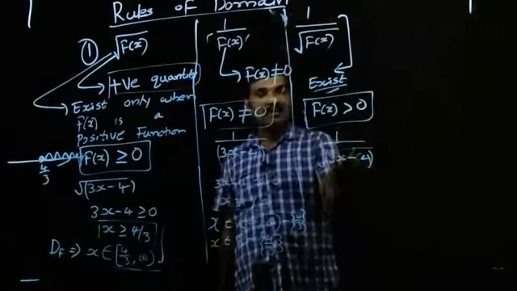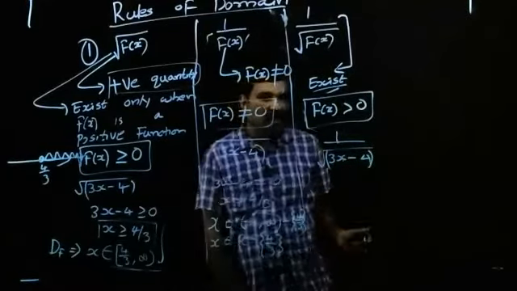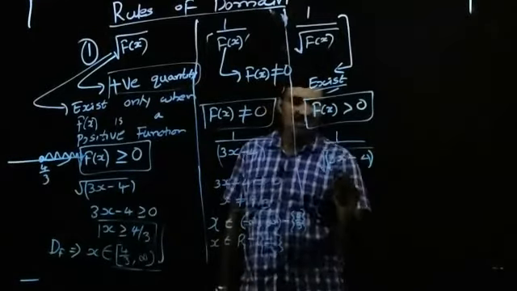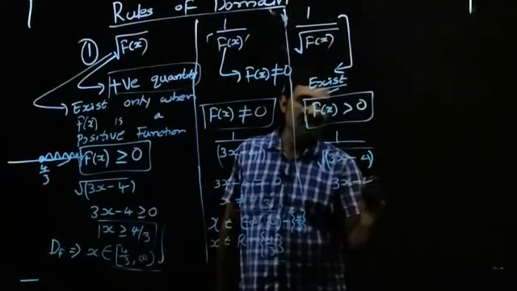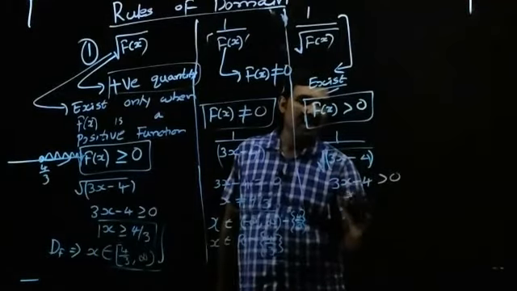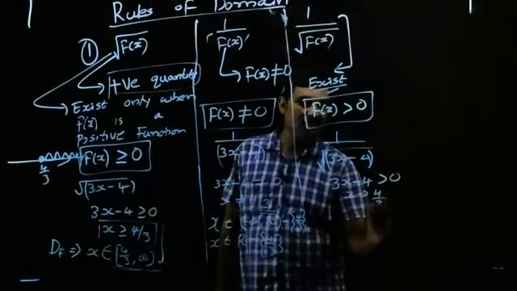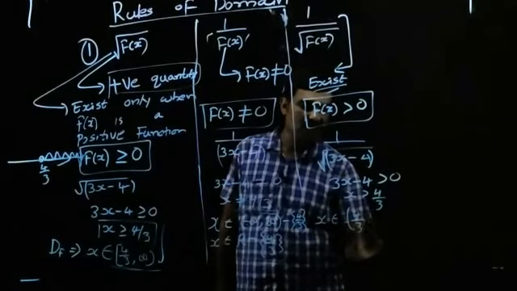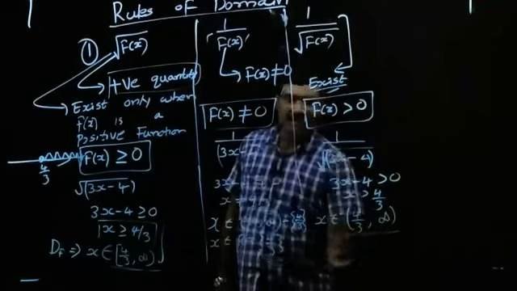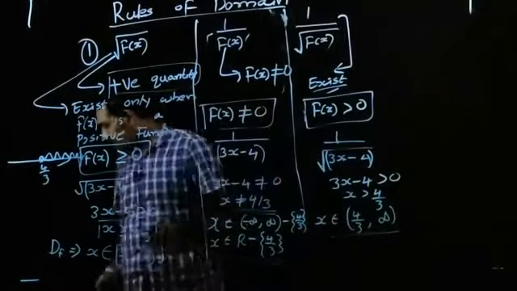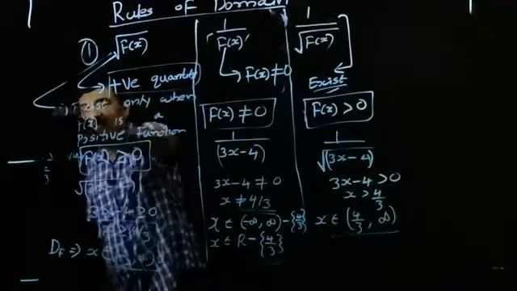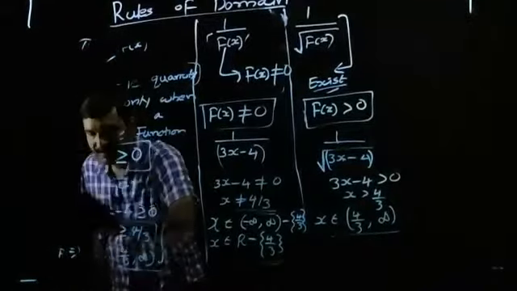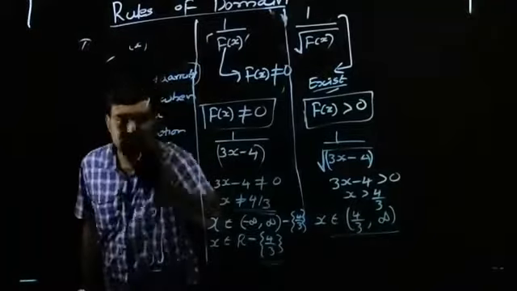So this quantity 3x minus 4 is not equal to 0, and the quantity inside the square root should be positive. So we can write 3x minus 4 greater than 0, or x greater than 4 by 3. So the domain means x belongs to the open interval 4 by 3 to infinity. So this is the domain. This is the first rule for determining the value of x.